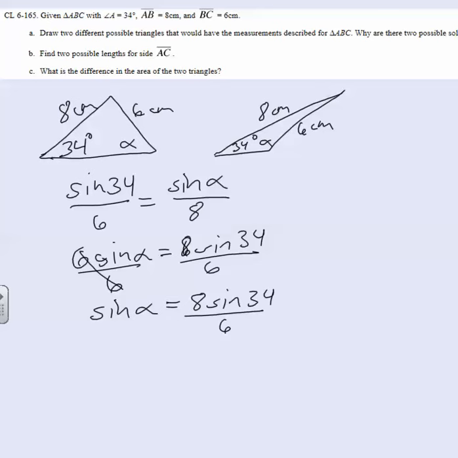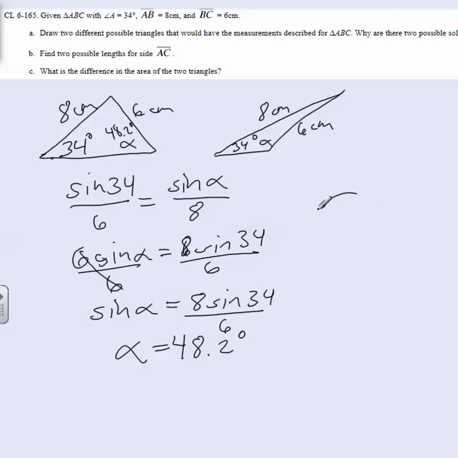So sine of 34 divide by 6. Need to find the inverse sine of that. Okay, and I got 48 degrees, 48.2 degrees. So, which one must this be? Recall that when you do the inverse sine of something, you only get one answer or the other. So this one's my 48.2 degrees. This one is going to be an obtuse match to that.